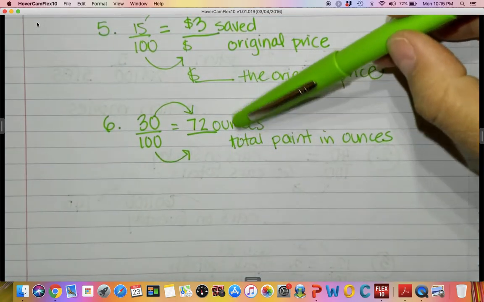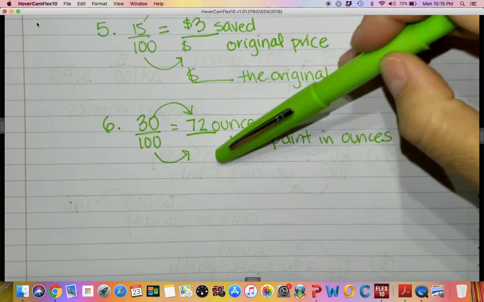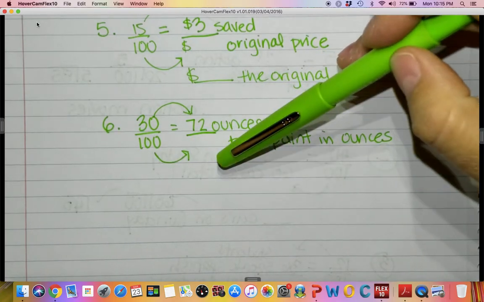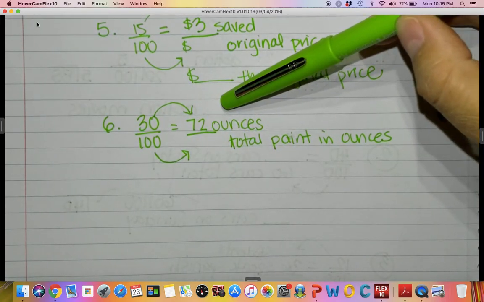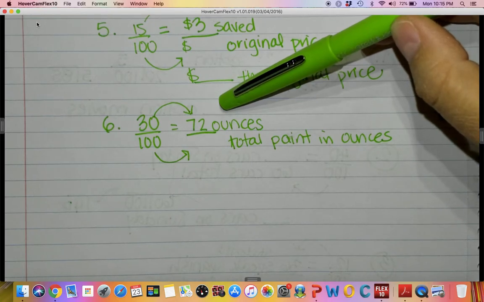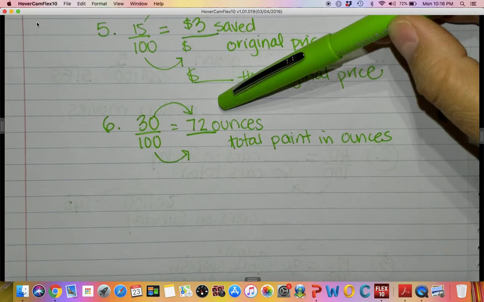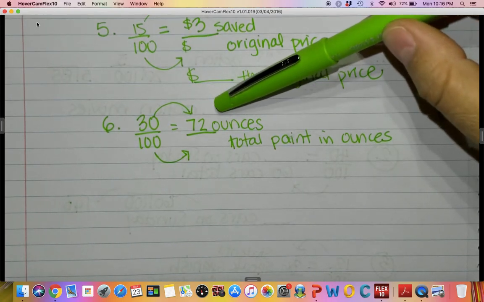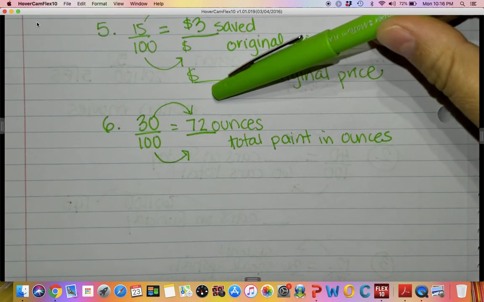If we're looking for the total amount of paint in ounces, we know it's going to be larger than 72 because 72 is a part. 72 is 30%. So 72 is not even half of the entire amount that he uses. So think about that in your answer when you're trying to make it make sense.